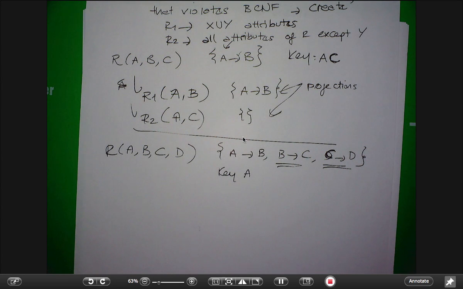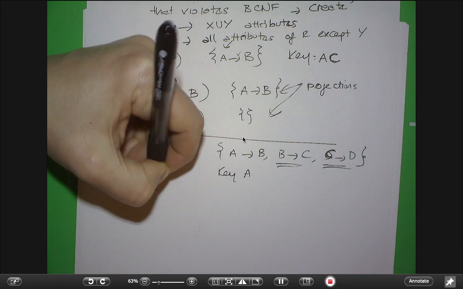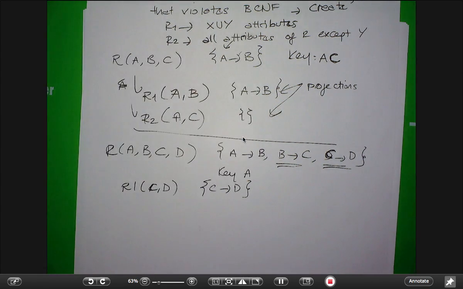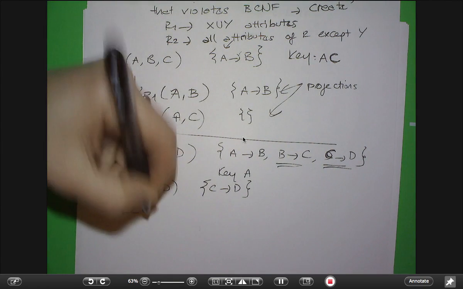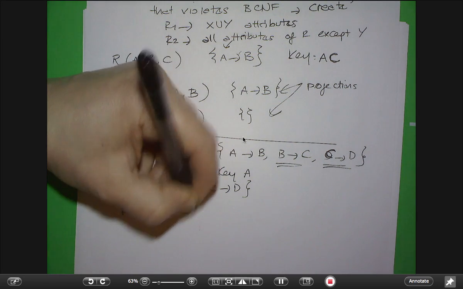So I can decompose using any one of them. There's one that is better than the other one, but this is for you to decide. There is no algorithm that tells you one is better. You have to eyeball and see. So I'm going to use C implies D. So I'm going to have R1, C implies D. And R2 is going to be everything except for D. So it's going to be A, B, and C.